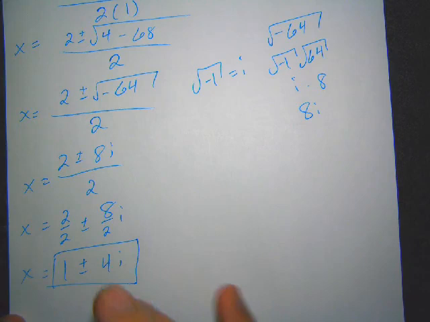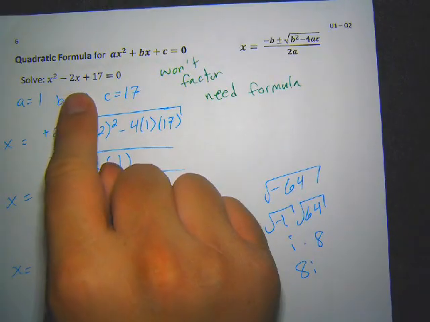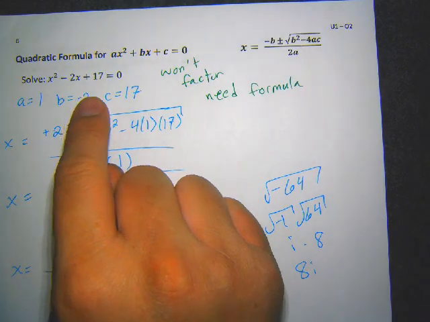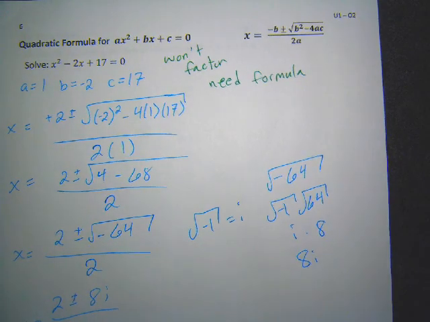You could check this by going back and putting 1 plus 4i and 1 minus 4i into this equation, but it's going to be a mess. It's kind of a hard thing to check, so it's not a fun one to check. So mostly when you check this, you should make sure you do all these steps in your work right. That's probably the best check for this.